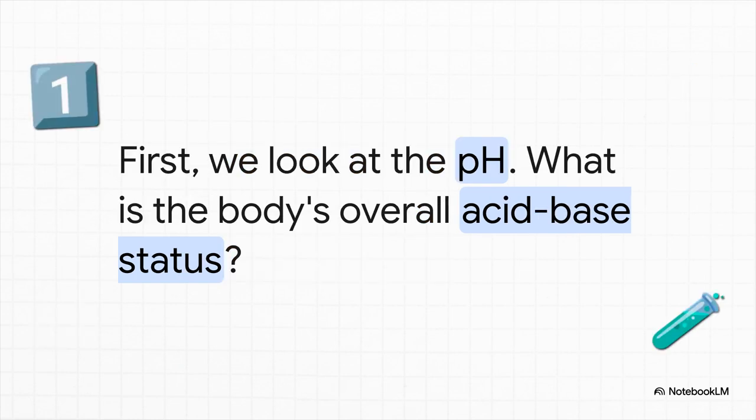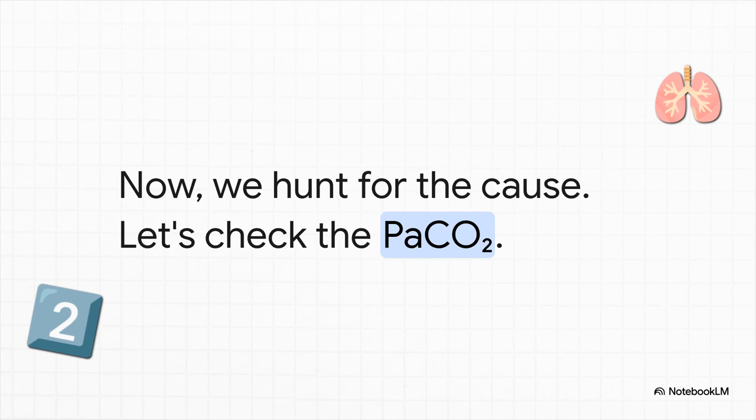Okay, let's fire up our roadmap. Step 1, we look at the pH. What's his body's overall acid-base status right now? His pH is 7.25. Now remember our normal range? That is way below 7.35. So bam! We have a clear case of acidosis. Problem number 1 identified.